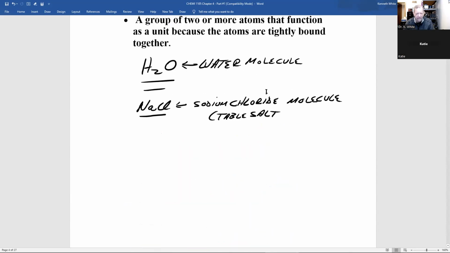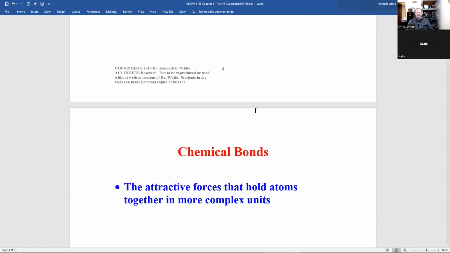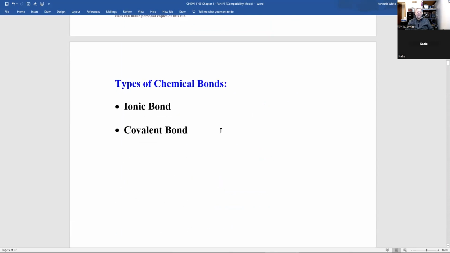In water, the hydrogens and oxygen are held together by a chemical bond. In sodium chloride, the sodium and chlorine atoms, one of each, are held together by a chemical bond. Now, there are 2 types of chemical bonds, ionic and covalent.